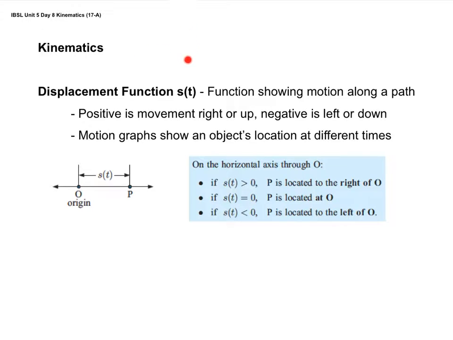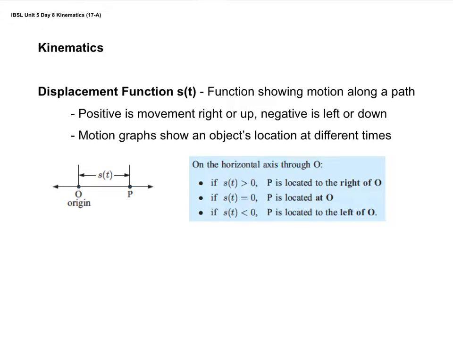or up and down. Okay, and this is going to affect the way we think about velocity, but what we're going to be dealing with here is our displacement function. In kinematics, we look at displacement from a starting point, which we call the origin. And our function is just showing our motion along a path. Positive direction is movement to the right, or if we're looking at one moving up and down, it would be movement up. Negative is to the left or down, okay?